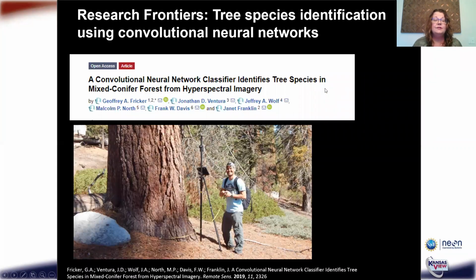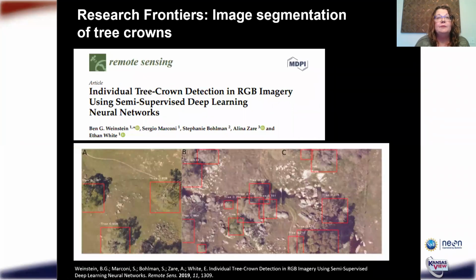There's other researchers that are using the NEON data for tree species identification. Some are using a technique called image segmentation, incorporating all of those data layers to define individual tree crowns.